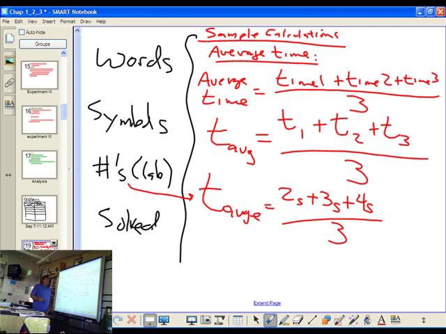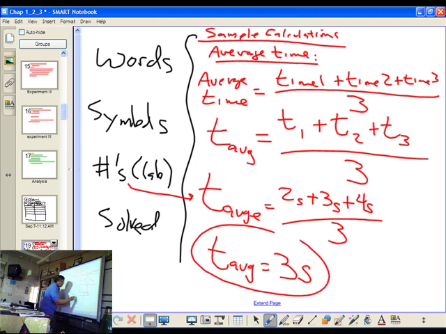Then we just solve it. You already know what the answer is because you've already done it for your table. T average equals 3 seconds. And we box it or circle it to show that that's the final answer. Note that we have our units. That's very important. Of the 8 points on the rubric, if you forget to put units, you would lose one of those 8 points.